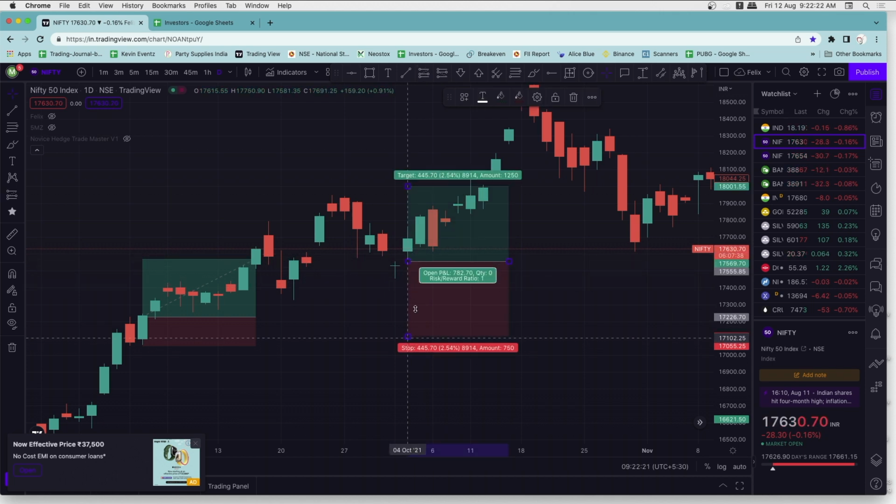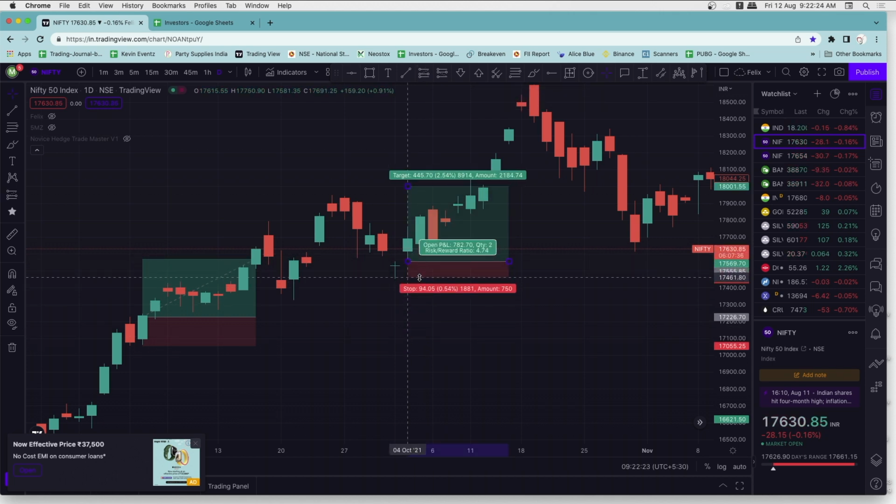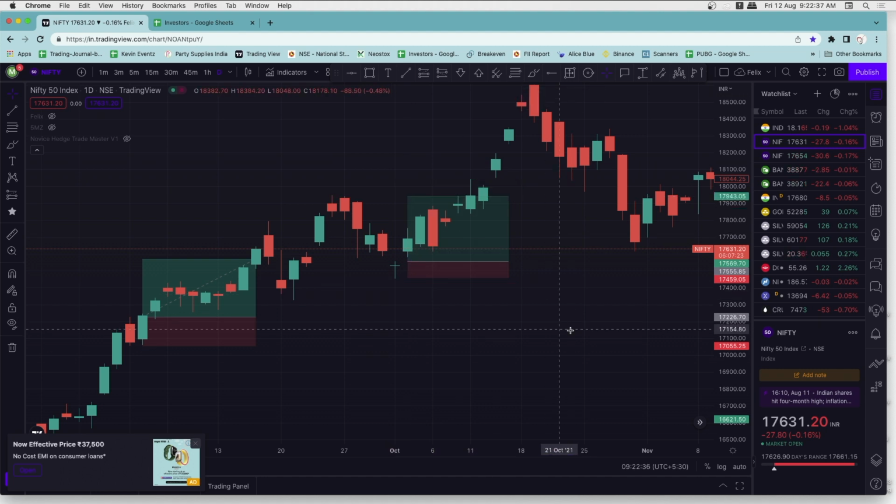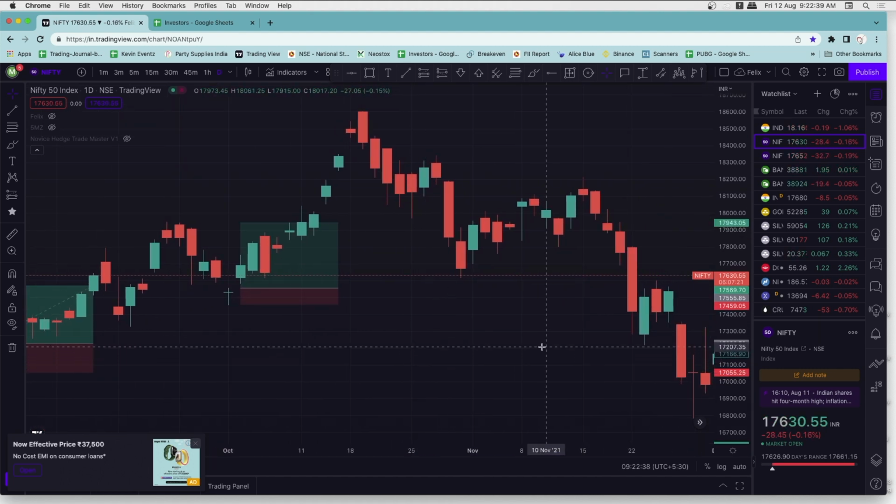So this candle is very small, that is below 100. That means I'm going to make the target as 1:4, and that trade has exited with a profit.